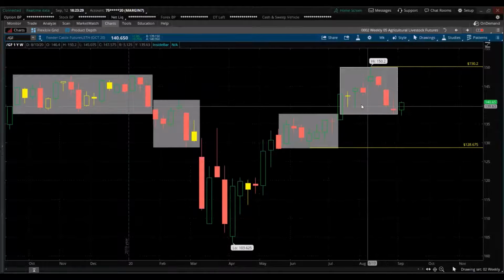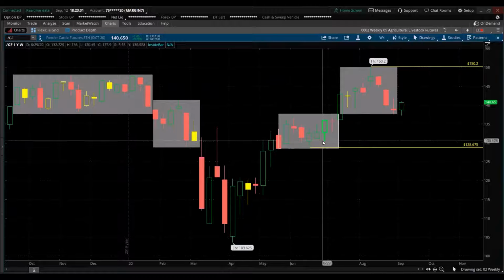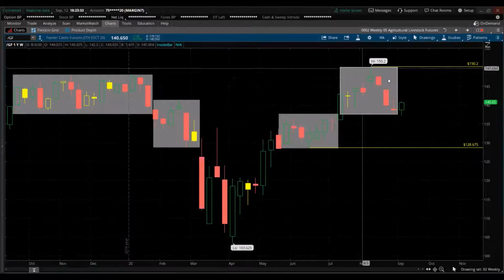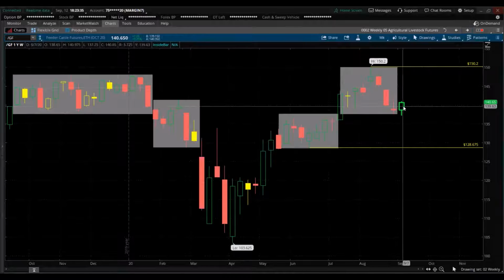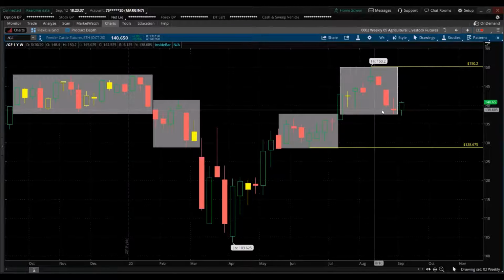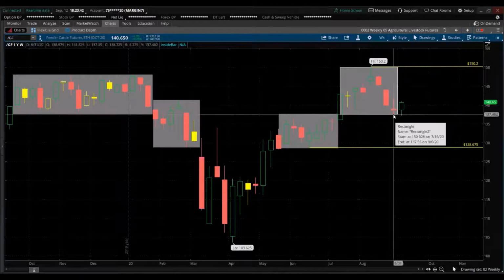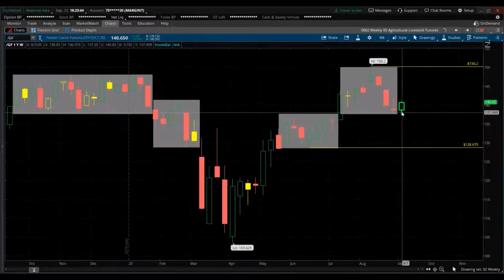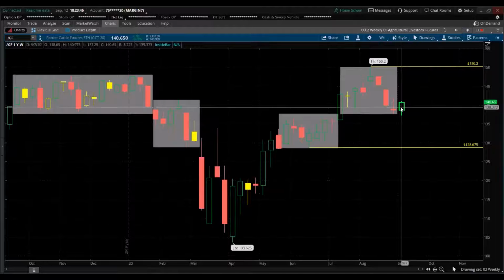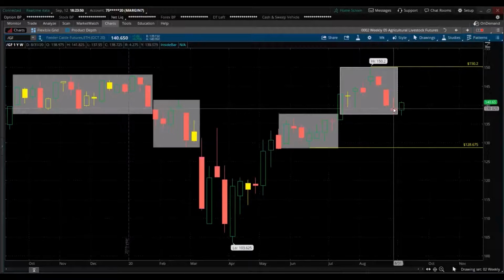Looking at feeder cattle. Consolidation broke out to the upside. New consolidation has pulled back to the bottom level of this consolidation. Closed green for the week, higher high, but also made a low. But closed back in that bottom range. And also this body closed green above this body.